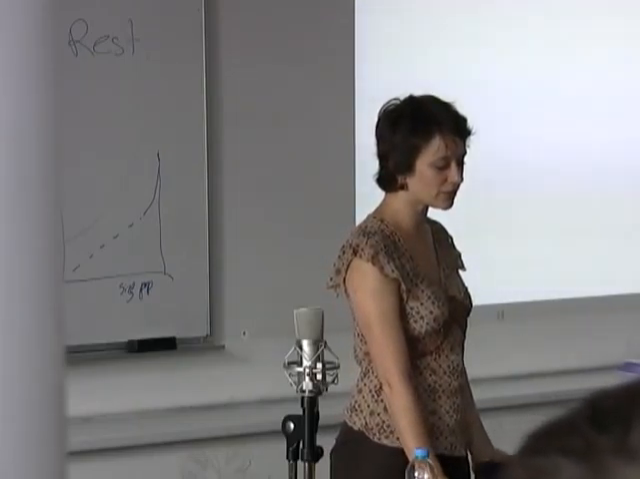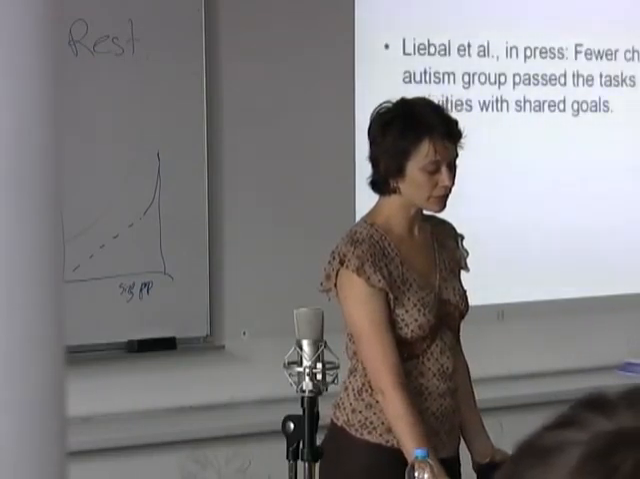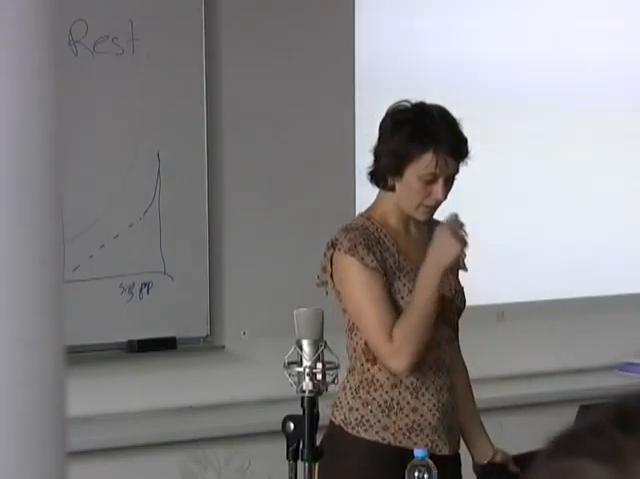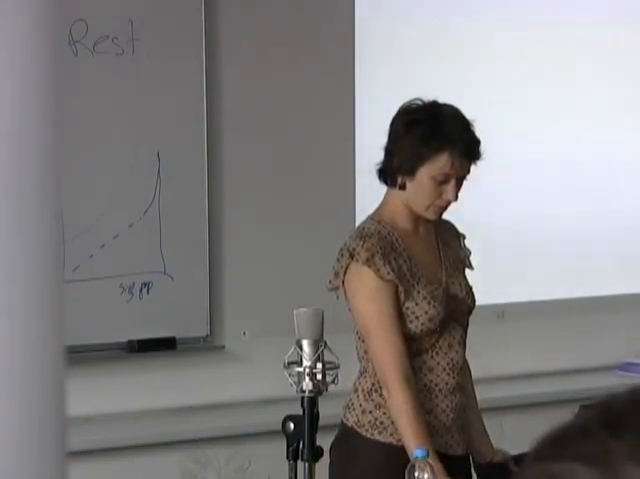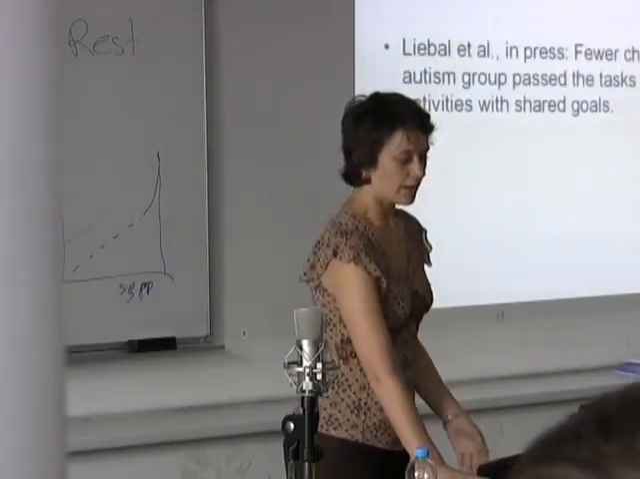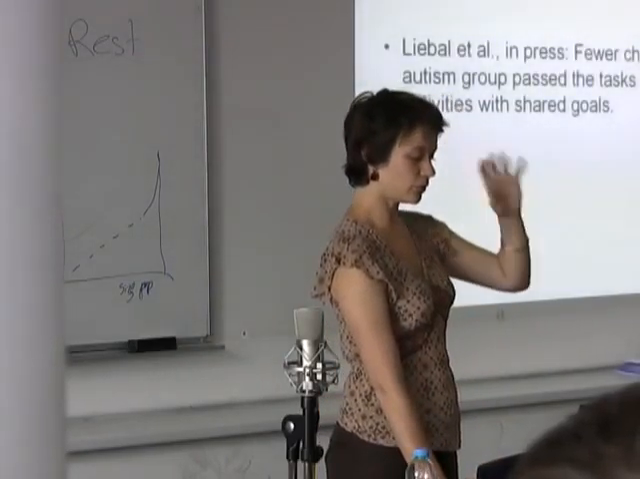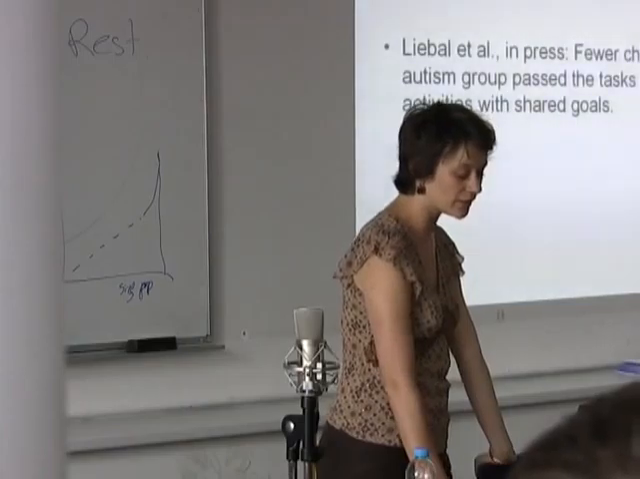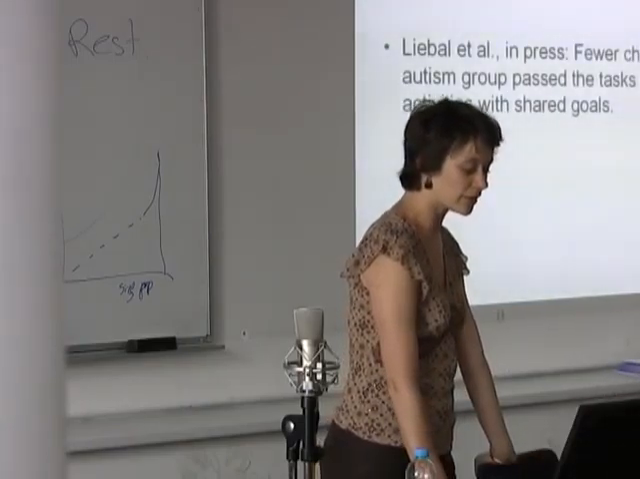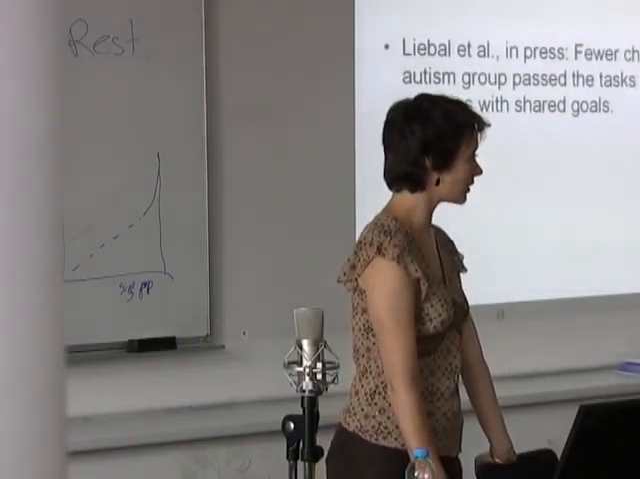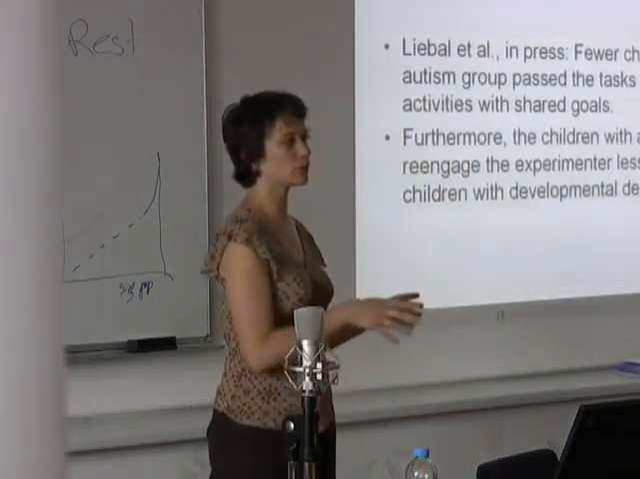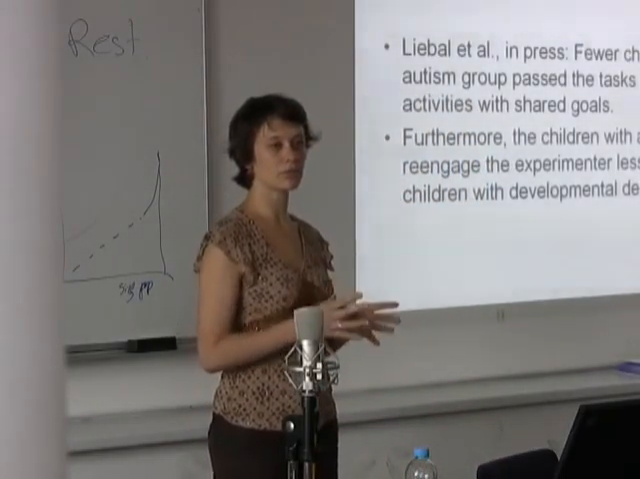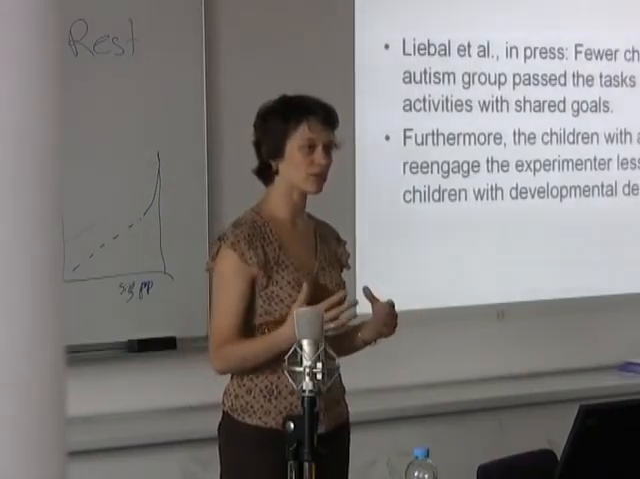About joint activities, there's a very poor literature. There's a very nice study that was done by Thomas Heller's group, and that's in press now, where they showed, using Felix's task of cooperation, that fewer children in the autism group passed the task involving joint activities with shared goals. And also, if the experimenter went away, there were fewer attempts from the child to re-engage the experimenter in the game.